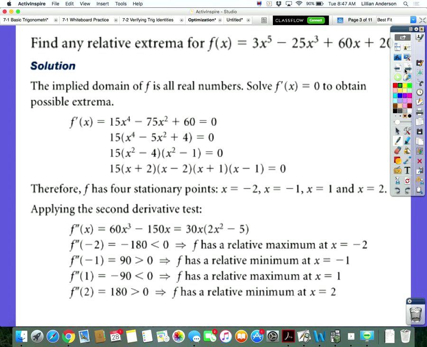Okay? You take the first derivative, set it equal to 0 to obtain possible extrema. Okay? So you take your function, the derivative of your function, set it equal to 0. If you notice, all terms have a 15 in common. You factor that out. This is a higher order quadratic that can still be factored. -4 and -1, x squared and x squared. These are difference of perfect squares. So you'll have 4 potential stationary points, okay? That's -2, -1, 1, as well as 2.